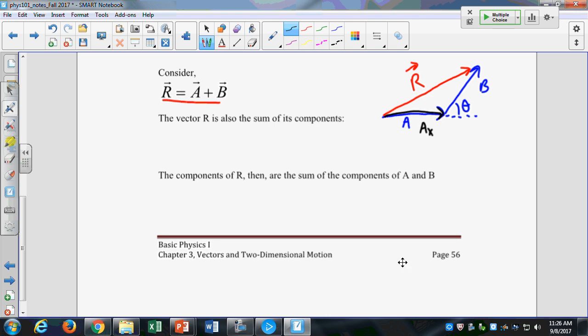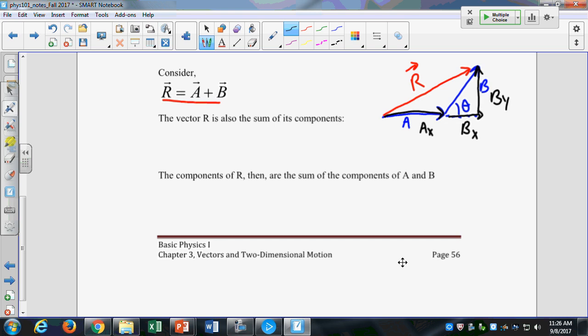This is AX. And in this case, since A is on the x-axis, it's going to equal AX. In fact, there is no y component for the vector A because it's on the x-axis. There is no shadow on that y-axis. And then vector B, BX, right here. And then I do have a y component, BY.